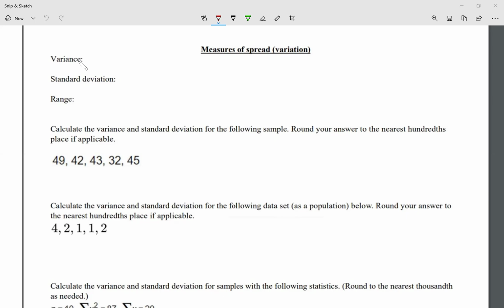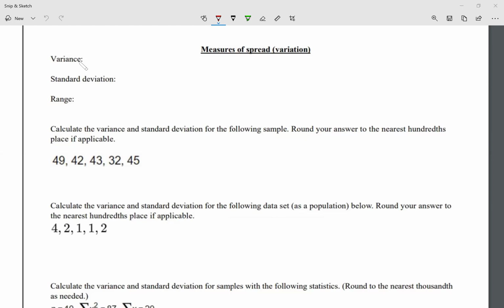N is basically going to represent how many numbers we have in our sample. N minus 1 is how many numbers we have in our sample minus 1. So variance again is the sum of the squared deviations from the mean. Remember, deviation is how off you were. So we're going to find the mean, see how off each of my numbers is from the mean, square each of those values, add them up, and then divide by either n or n minus 1.